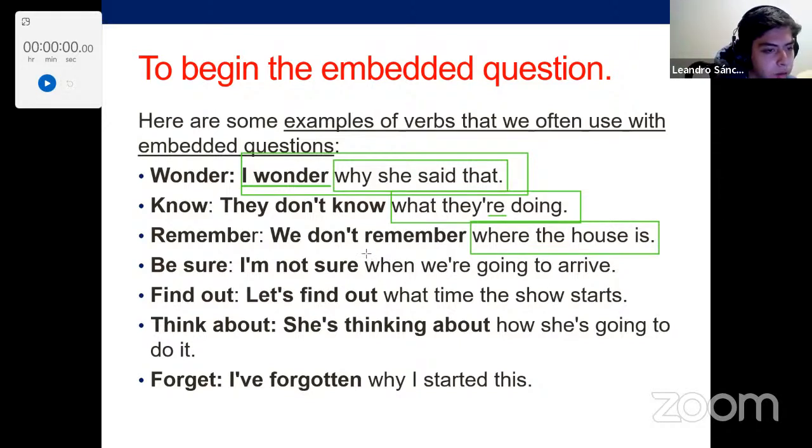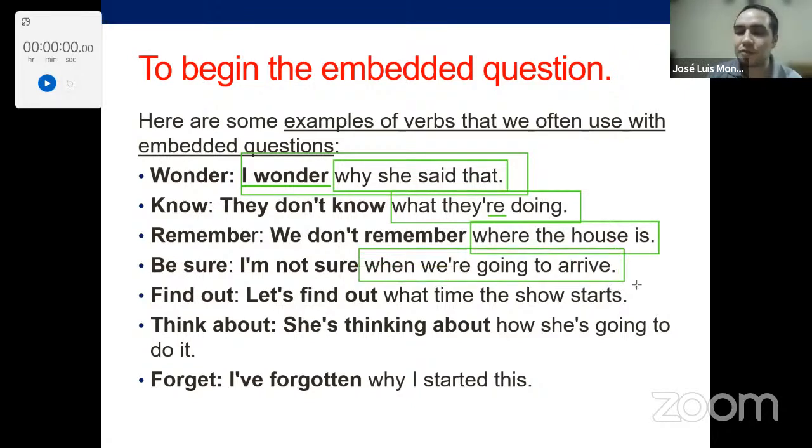Where is the house? Correct. The verb to be only inversion. Very well. This one also very easy. When are we going to arrive?